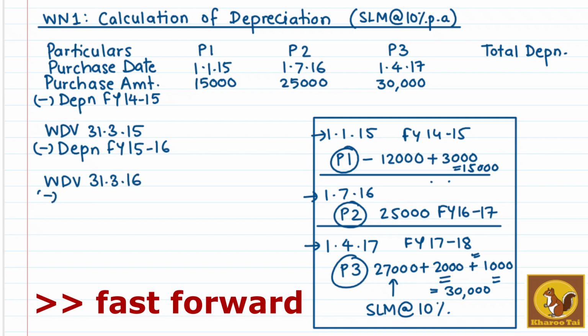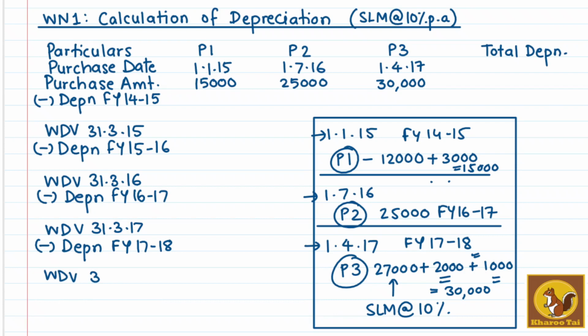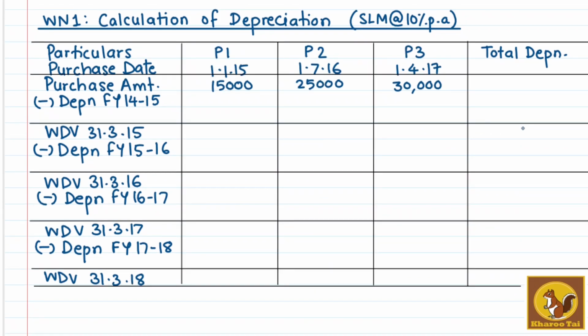Then depreciation for financial year 16-17, one line for working, WDV as on 31/3/17. And then the last year, depreciation for financial year 17-18, one line for working, and this will be WDV as on 31st March 2018. That is what the question requires for 4 years. As in this question we only have 3 purchases and no sales, we can directly start our depreciation working.